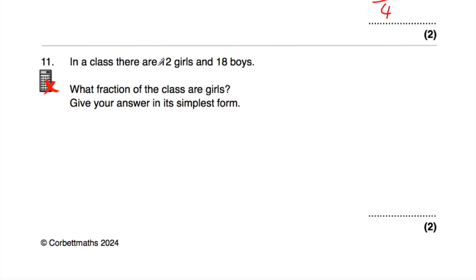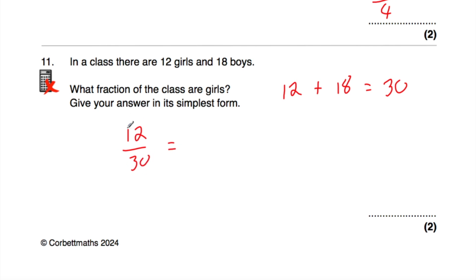So we know in the class there are 12 girls, and let's find out how many students there are in the class altogether. So let's do 12 plus 18, and 12 plus 18 is equal to 30. So there are 30 students in the class altogether, and the question is what fraction of the class are girls? So it's going to be 12 out of 30, so 12/30. So 12/30 of the class are girls.